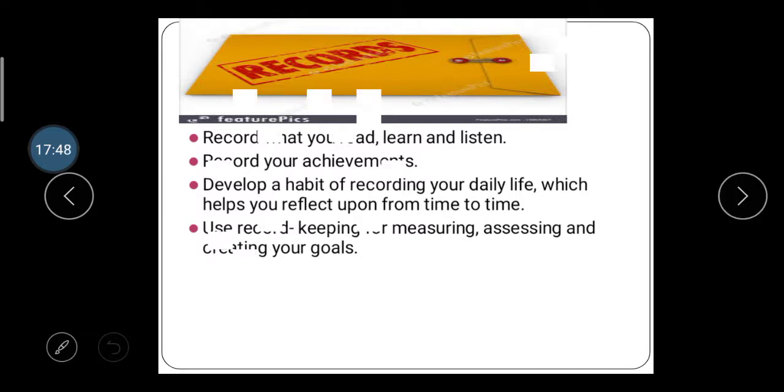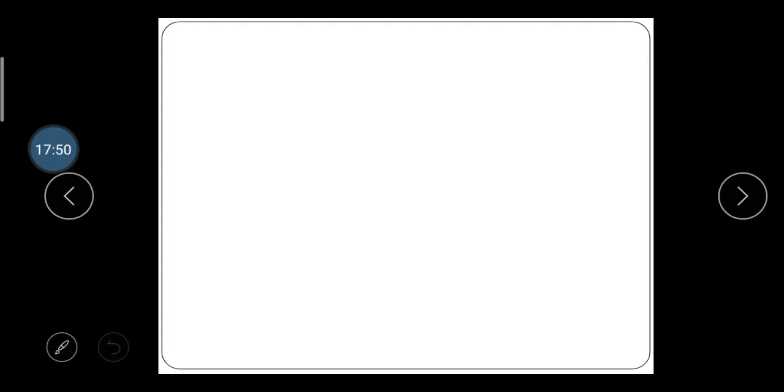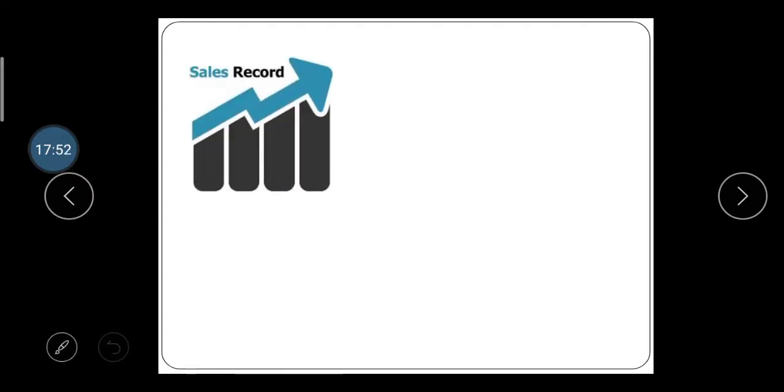Then after, here I consider the examples regarding recording. First of all, the sales record. In every organization and company, they keep a sales record for the last 10 years, last 15 years. From this record, they can easily make decisions, do analysis, and try to solve any errors if they happen in this sales record.